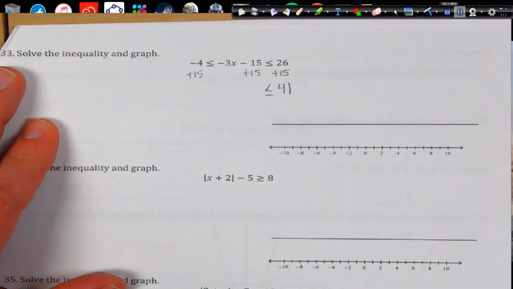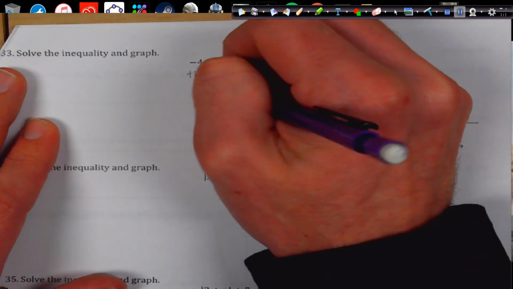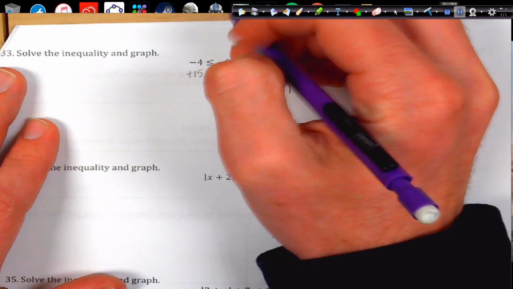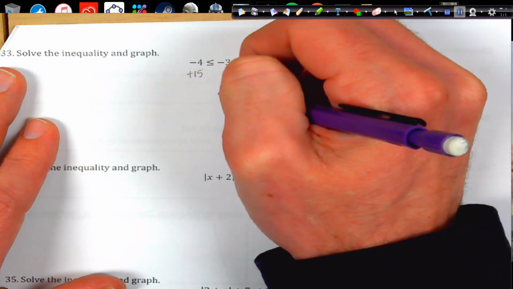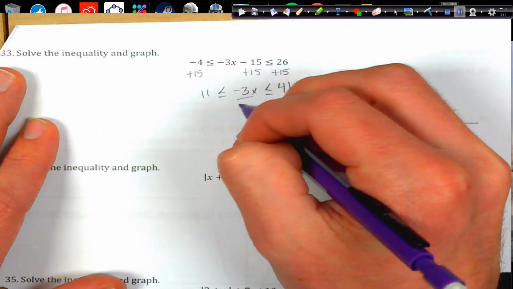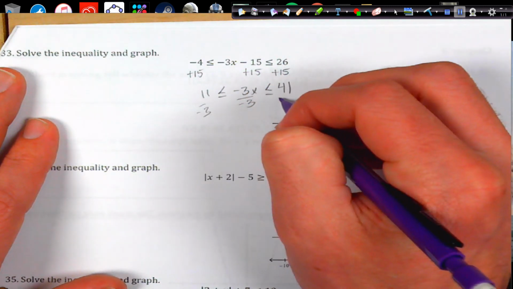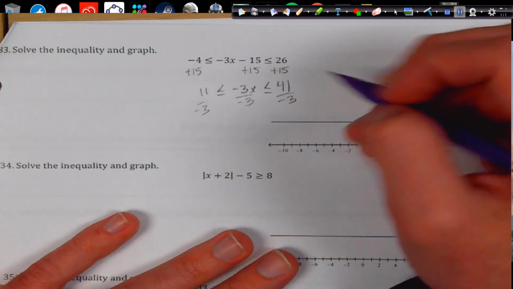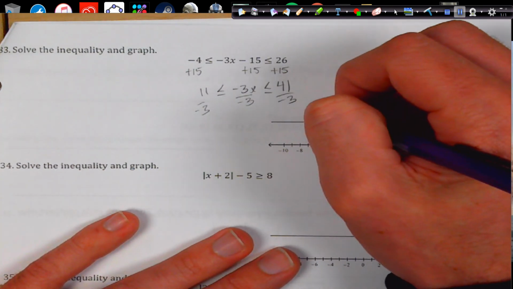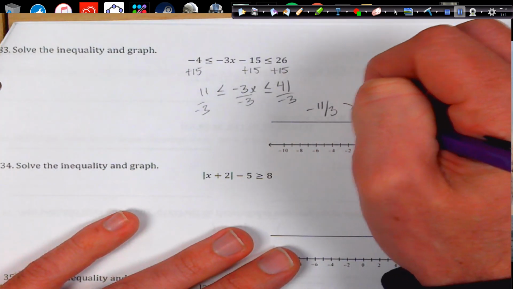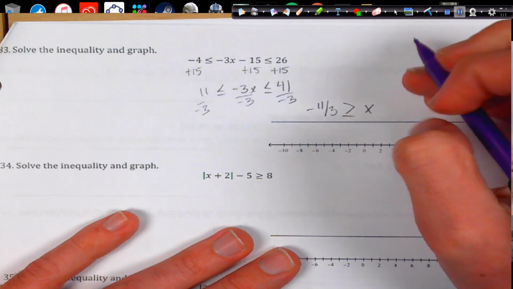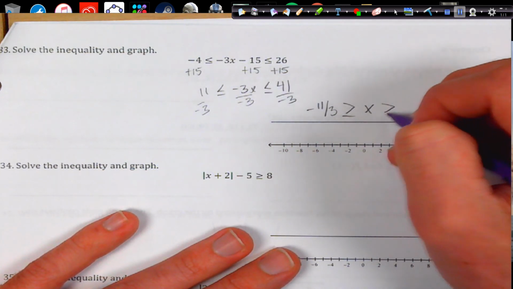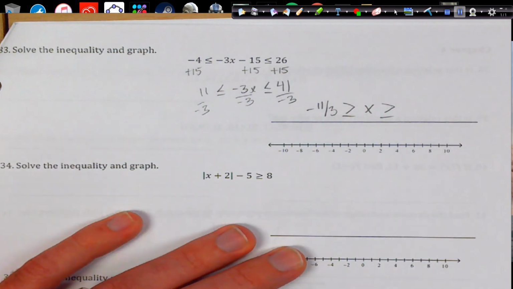Is that right? Let me double check that. 26 plus 15. Yeah, 41. And that's going to become 11. Divide by negative 3. We have an issue here. Whenever you divide by a negative, it's going to flip the inequalities around. So this is going to be negative 11 over 3, which doesn't go into it, but it flips the sign this way. And this is going to become a flip sign as well. And does 41 over 3 reduce anything? No, it doesn't.